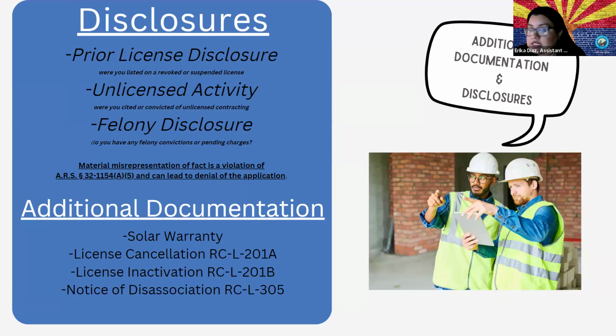When applying for a license, you do have the option to either cancel, inactivate, or what's called disassociate yourself from another license. A lot of the times, people get a residential license, and now they want to move up to a dual license. You are either able to cancel it upon issuance of the new one, inactivate it upon issuance, or disassociate yourself from that other license. These forms you can submit with your application.